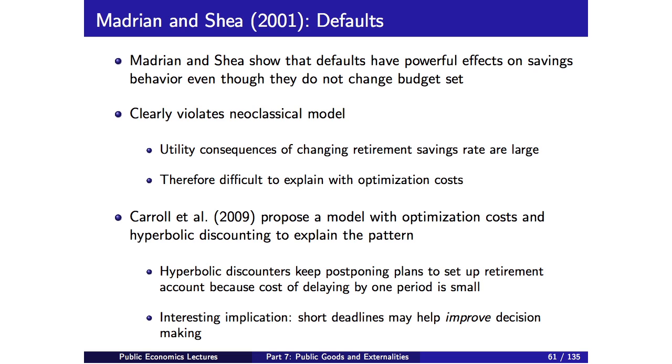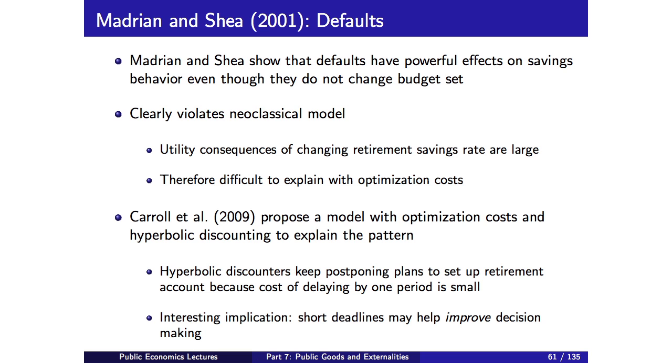So a very influential paper in this literature is by Bridget Madrian and Shea, where they show that defaults have powerful effects on savings behavior even though they don't change the budget set. Okay, so this paper, the idea is that the price subsidy, it makes sense in a rational model why you might start saving more, right?